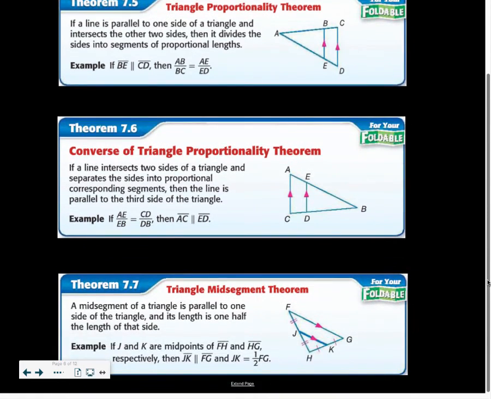Theorem 7.6, if we don't have the information that they're already parallel, and that's what we're trying to prove, then the way that we can say that they are parallel is by showing that these two sides are proportional. Okay, show that the two sides are proportional.